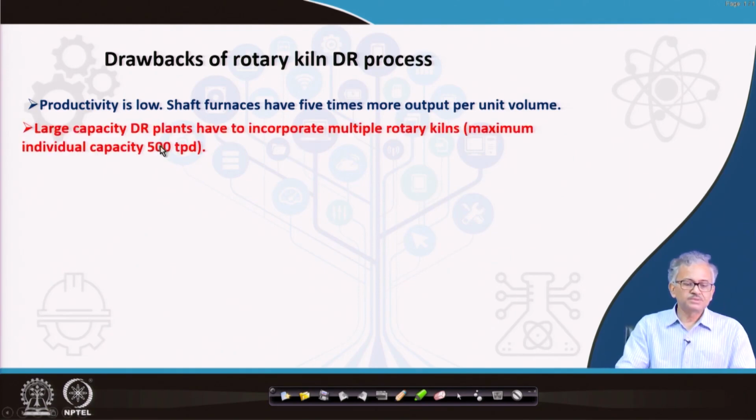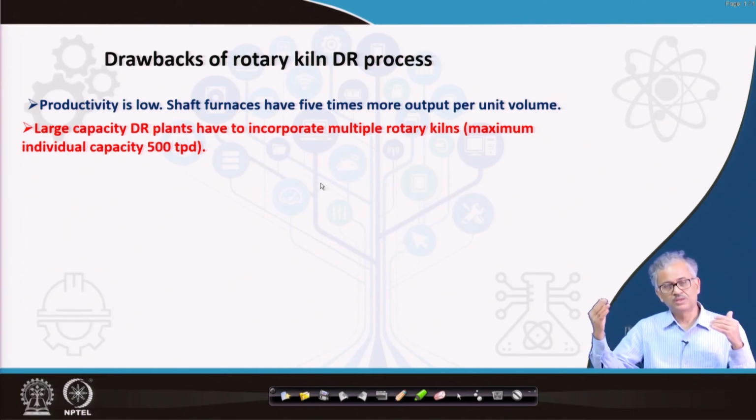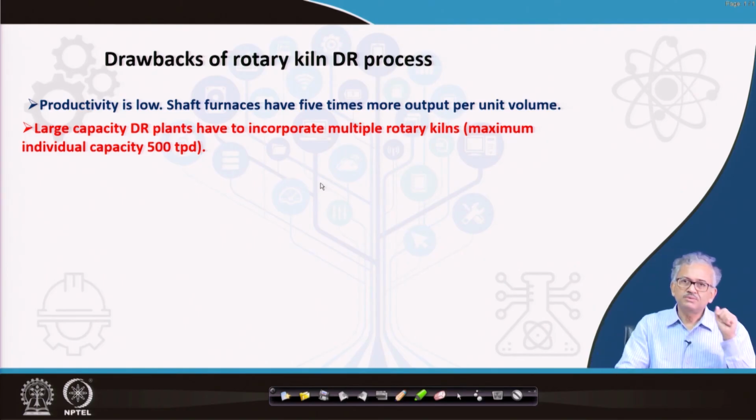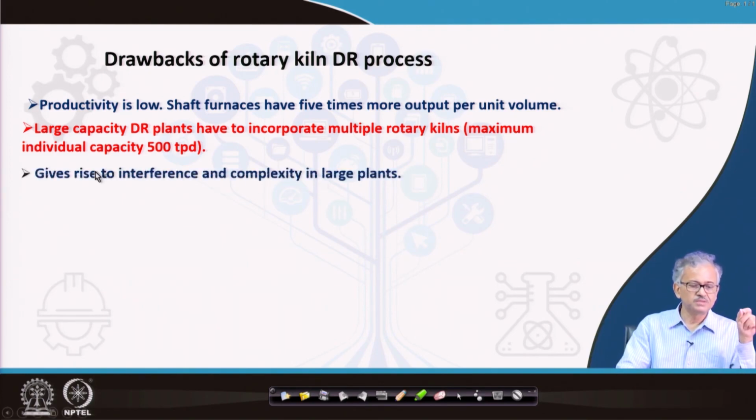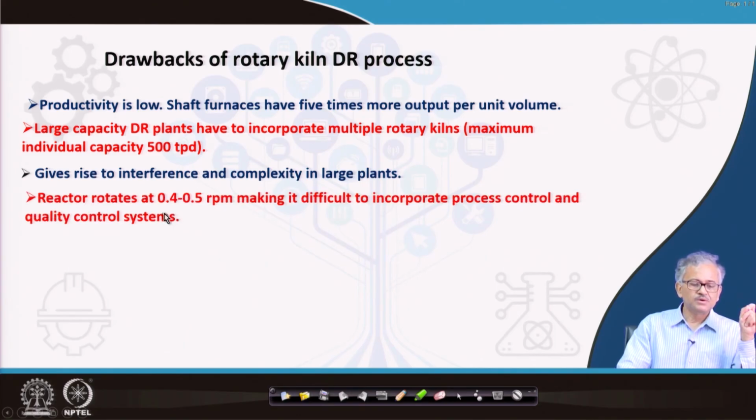Drawbacks of the rotary kiln process: productivity is low, and a shaft furnace has 5 times more output per unit volume. Large capacity DR plants have to incorporate multiple rotary kilns. As I said, one rotary kiln capacity is only 500 tons per day. So if you want to produce a higher capacity, say 2000 tons per day, you have to apply 4 rotary kilns. That basically increases the specific energy consumption, although the initial investment cost may be less.